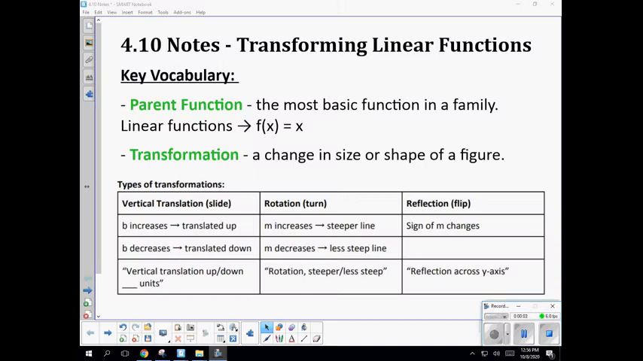Algebra 1 students. Today we're going to be talking about transforming linear functions. This is section 4.10 in your notes. We have some key vocabulary to talk about.